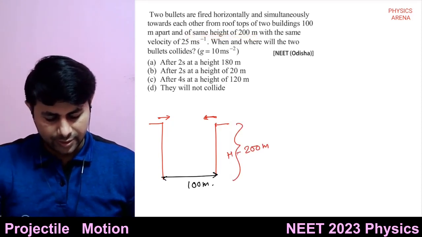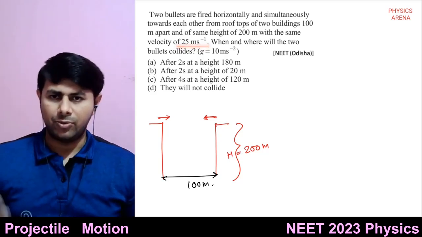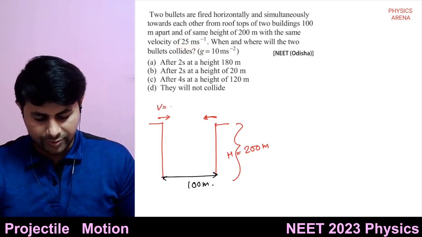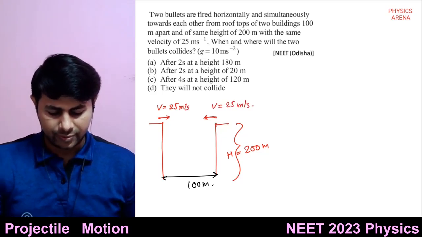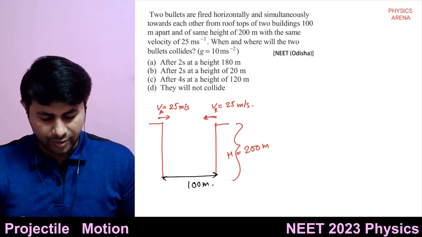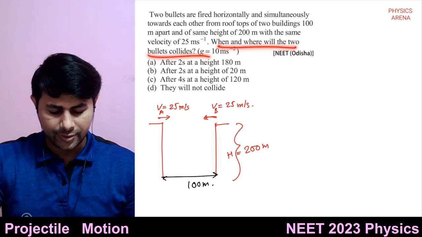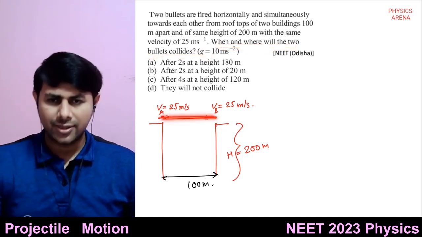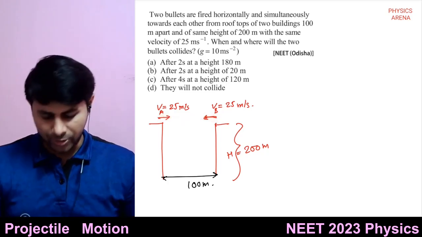The bullets are fired with the same velocity of 25 meters per second. So v is equal to 25, and v for the other is also 25 meters per second. Let's call them va and vb. When and where will the two bullets collide? See, what path will they follow? Their path will be projectile motion.